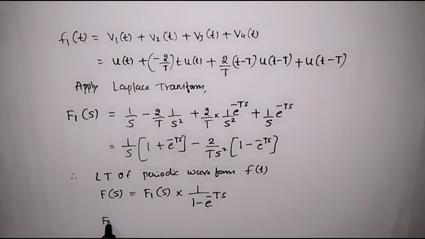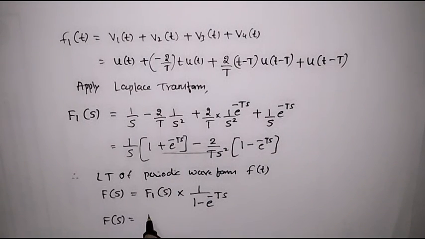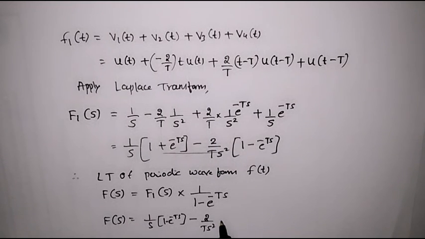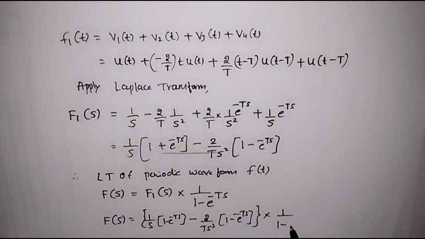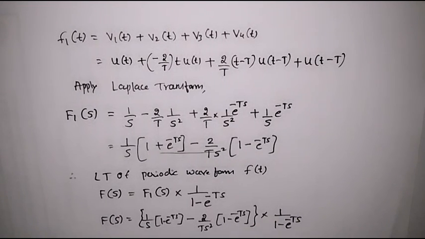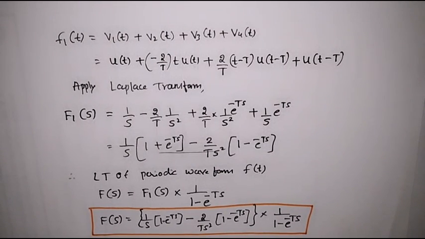So I can write f of s is equal to f1 of s, which is nothing but this entire term, that is 1 over s (1 minus e power minus Ts) minus 2 by T s square (1 minus e power minus Ts), and this entire term is multiplied with 1 upon 1 minus e power minus Ts. So this is the Laplace transform of the given periodic waveform, that is the sawtooth waveform.